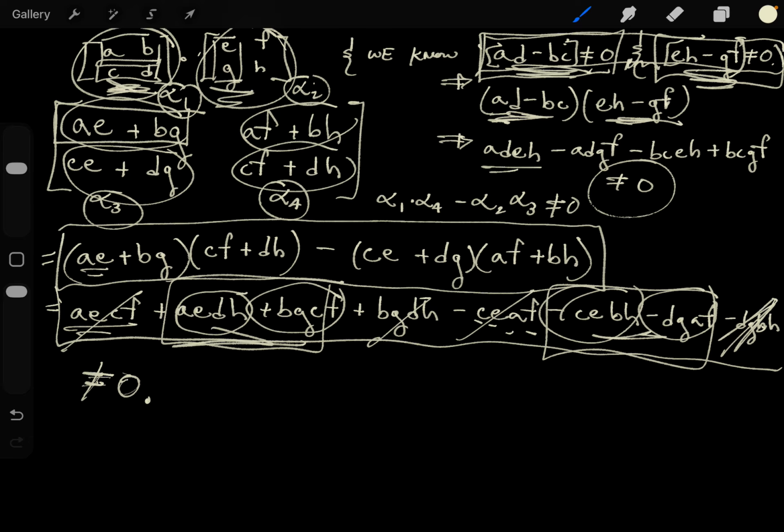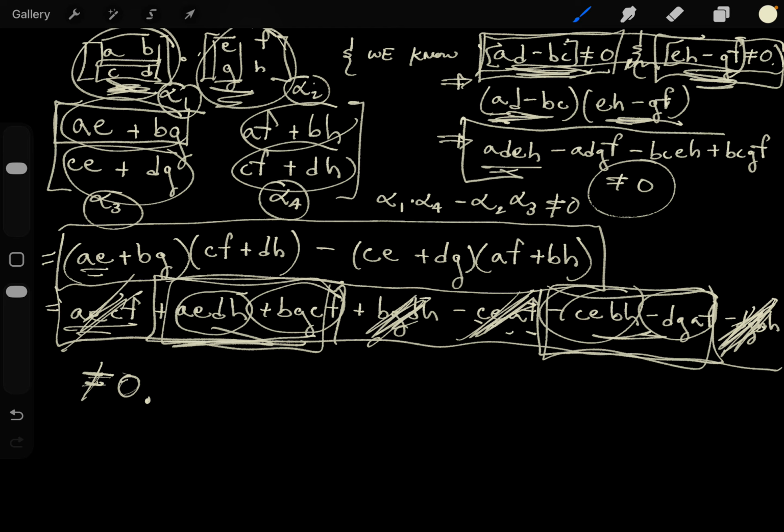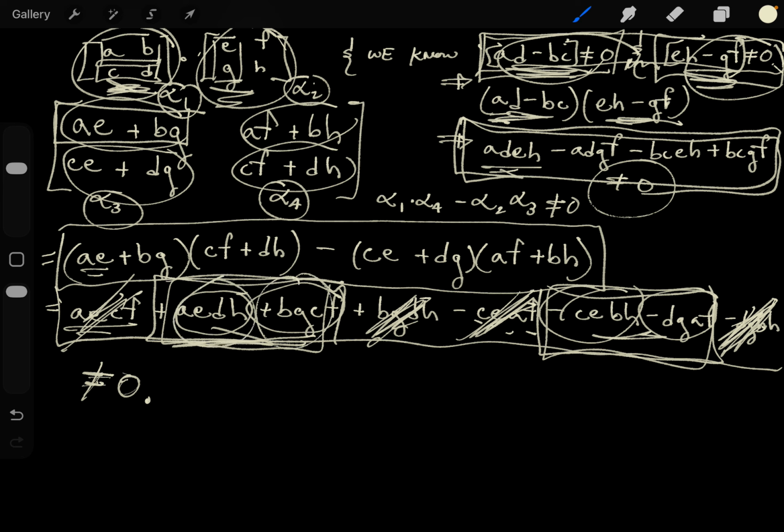I saw that some of the things canceled, this with this, and then this with this one. And then what I was left with was this. But this is just this right here. And this must be non-zero, because these two things are non-zero. So then these things that are left must be non-zero. And then that means, by what we said before, that this is indeed an invertible matrix. And we showed that there's inverses.